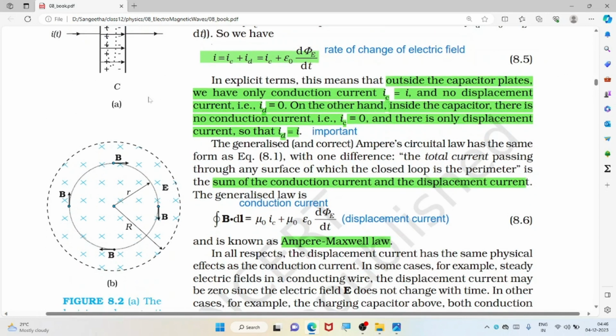Outside the capacitor plates we have only conduction current and no displacement current. On the other hand, inside the capacitor there is no conduction current and there is only displacement current. That is important. Inside the capacitor plates there is only displacement current, whereas outside the plates in the wire there is only conduction current.